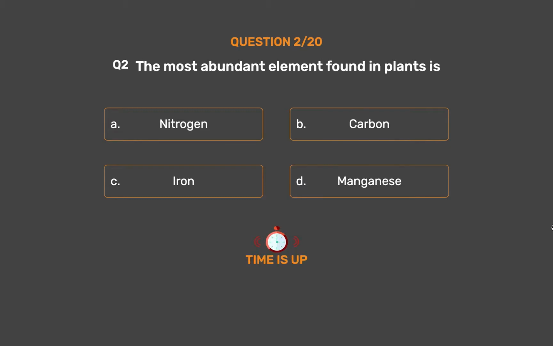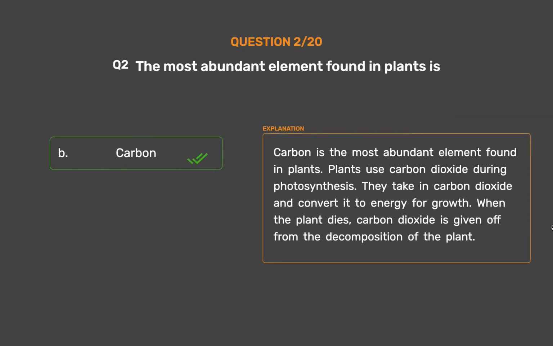The correct answer is option B. Carbon. Carbon is the most abundant element found in plants. Plants use carbon dioxide during photosynthesis. They take in carbon dioxide and convert it to energy for growth. When the plant dies, carbon dioxide is given off from the decomposition of the plant.